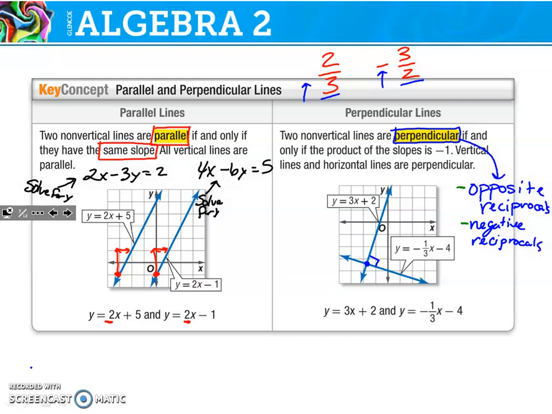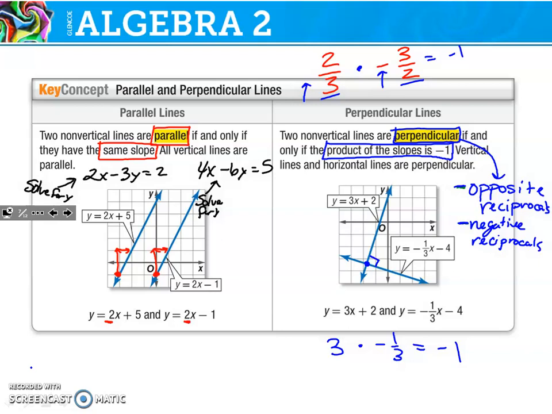The other way that you can tell if something is perpendicular is their slopes have to have a product of -1. Okay? If they're opposite reciprocals or negative reciprocals, they will have a product of -1. If I take 3 times -1/3, if I multiply that in my calculator, the answer is -1. If I take 2/3 times -3/2, the answer is -1. So that's a way that you can check if slopes are perpendicular in a more algebraic sense.